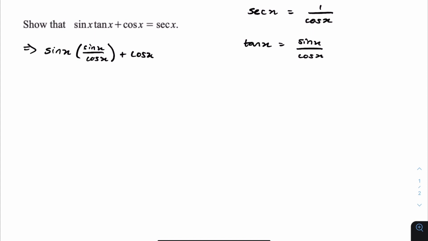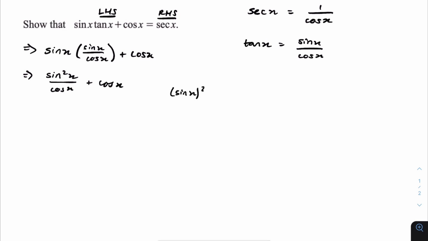Actually, since we're proving it, we don't want to put equals secant of x. We want to stick with the left-hand side, LHS, and show that it is equal to the RHS, which is secant of x. So if we simplify this further, we get sine squared x over cos x plus cos x. And if we remember, sine squared x is just the same as sine x to the power of 2. Okay, so we can move forward.